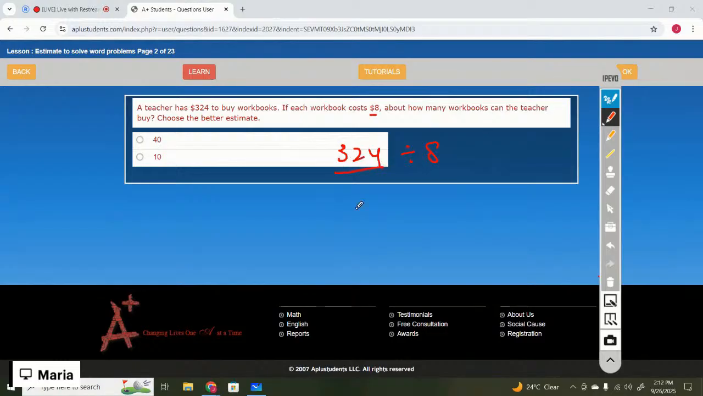So 324 is rounded to 300. You need to round it to 320. 320 divided by 8, because 320 can be easily divided by 8. 8 times 4 is 32. So it would be 40. The correct option is 40. Option number 1 is the correct option. 40 it is.